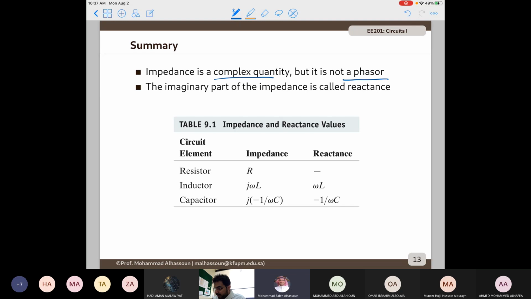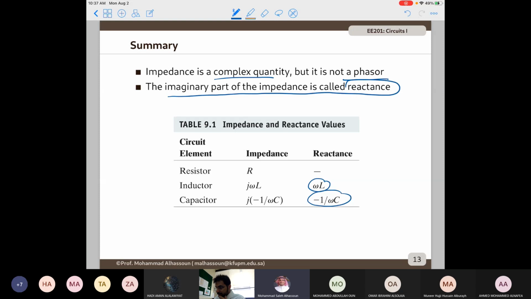This is very important. The imaginary part of the impedance is called the reactance. For the three circuit elements that we studied, for the resistor, the impedance is purely real, so the reactance is zero. For the inductor, the impedance is purely imaginary, so the reactance is omega L. And for the capacitor, the impedance is again purely imaginary, and the reactance is minus 1 over omega C.